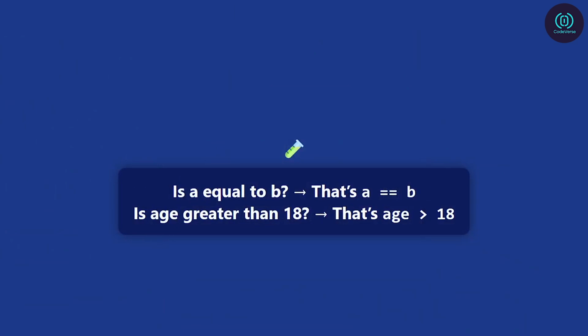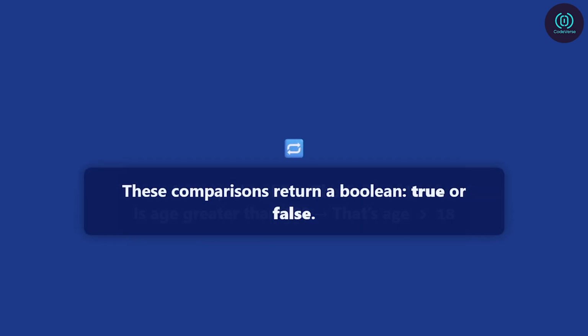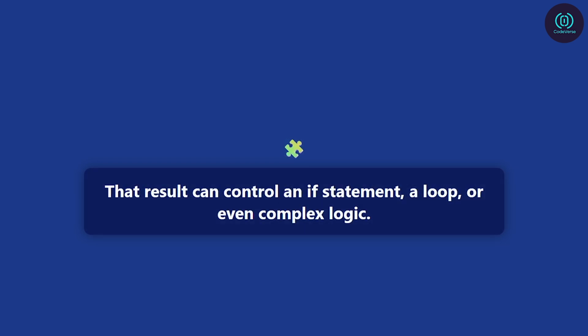For example, is A equal to B? That's A equals B. Is age greater than 18? That's age greater than 18. These comparisons return a Boolean value, either true or false. And that result can control an if statement, a loop, or even more advanced logic.